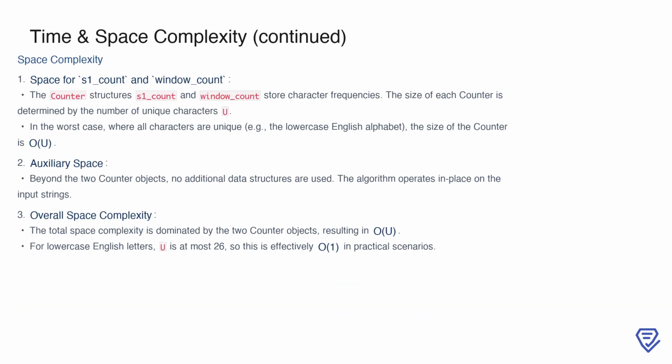For space complexity, the primary contributors are the S1_count and window_count structures, which are implemented as counters. These store the frequency of each character and are proportional to the number of unique characters, U. In the worst-case scenario, where all characters are unique, the size of each counter is U. Beyond these two structures, the algorithm does not use any additional data structures, as it operates directly on the input strings. Therefore, the overall space complexity is O(U). For lowercase English letters, U is at most 26, making this effectively O(1) in practical scenarios. This efficient use of space is another advantage of the sliding window approach.